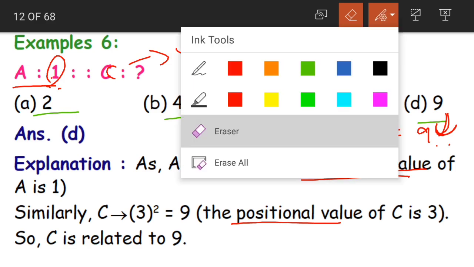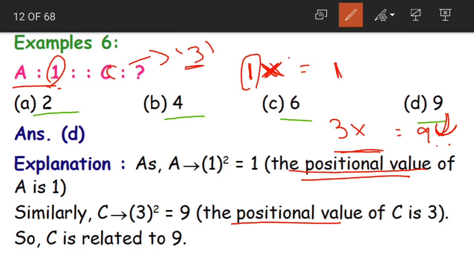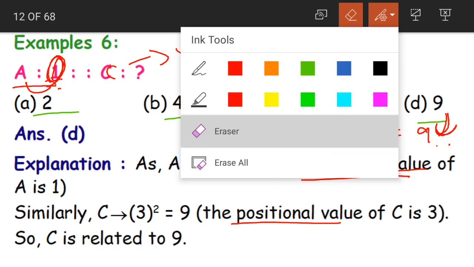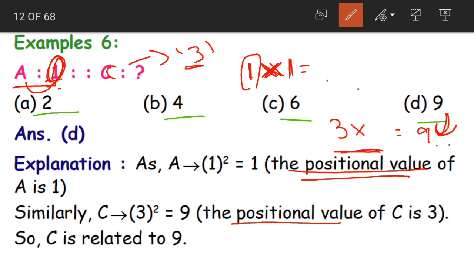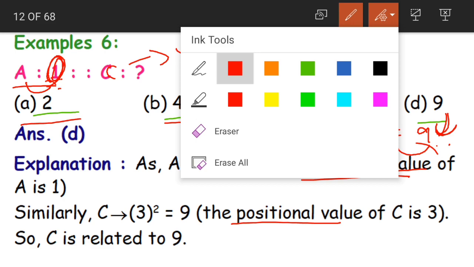You might think, why are we not multiplying with 2? If you multiply 1 into 2, how much will we get, children? We'll get 2 as our answer. But here for A we are having 1, we are not having 2. So we cannot multiply it with 2. That is why we have gone with multiplying with 1 itself, the square of the number. 1 into 1 is equal to 1. In the same way, 3 into 3 is equal to 9. Sometimes, depending on the given options, you have to find out the relationship among the given analogies. Understood, children?